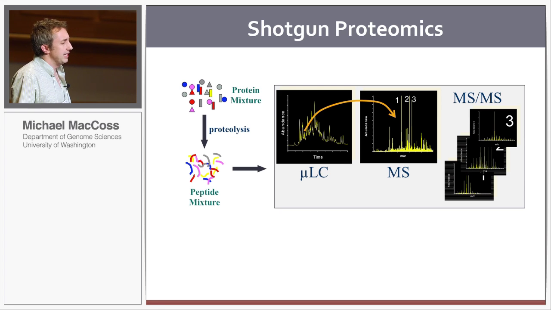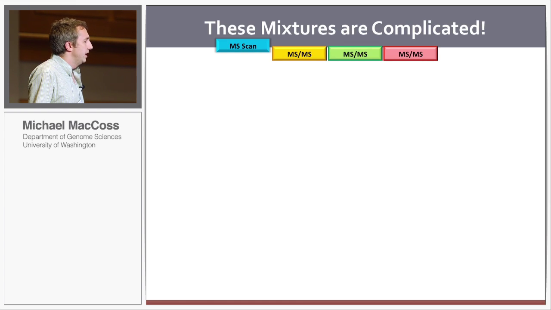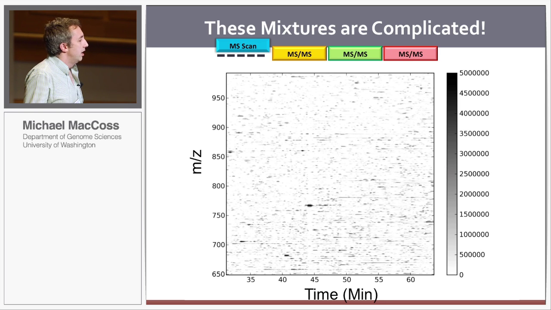And now, of course, instruments can get to the point where instead of doing 3 MS/MS spectra, you can do 10. The speed and sensitivity of instruments has gotten absolutely incredible. There is a complicating factor, and that is that these mixtures are really complicated. This figure doesn't really do it justice. Here's a narrow region of mass-to-charge and a narrow region of time, and each of these little dots is a peptide, and there are literally thousands and thousands of these peptides.